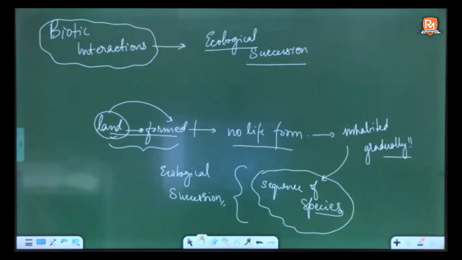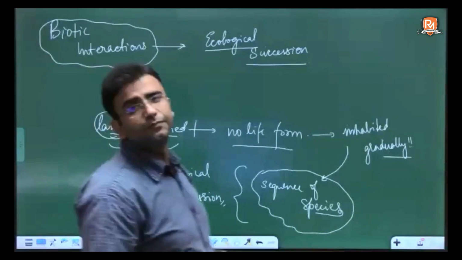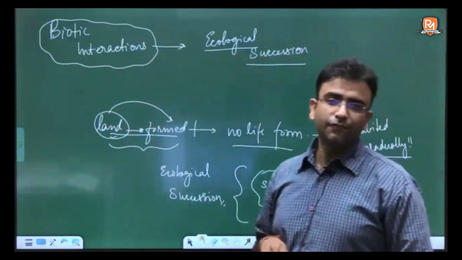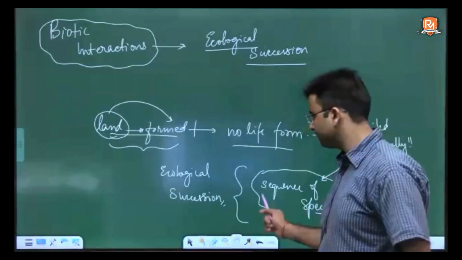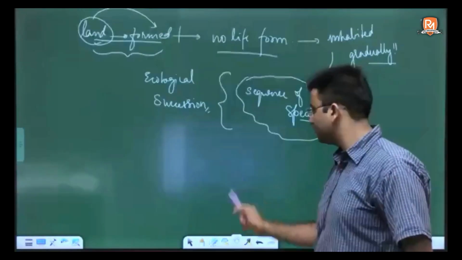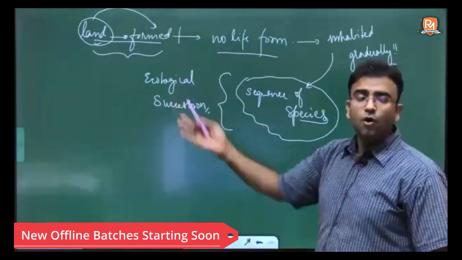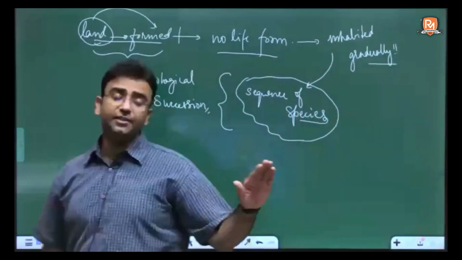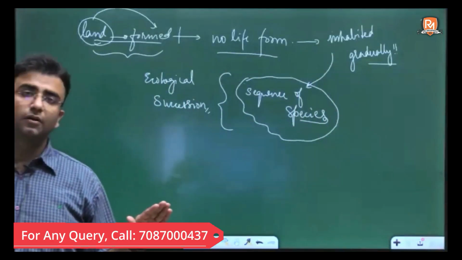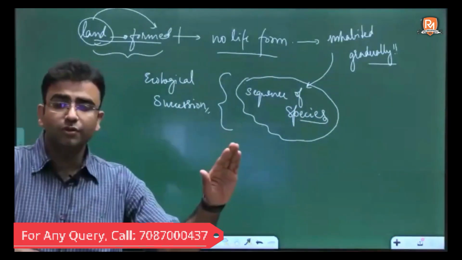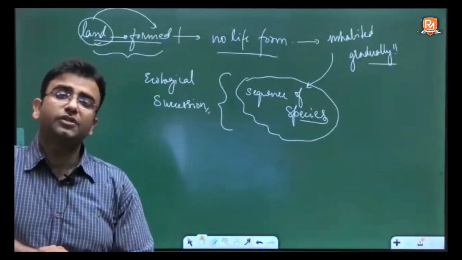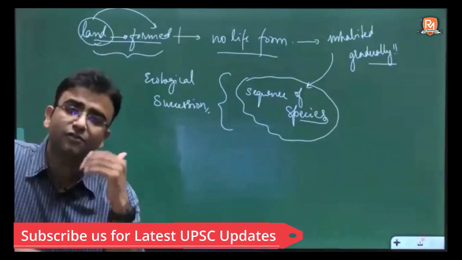So ecological succession is nothing but a series of different species replacing one another in a sequence. Ecological succession happens when a land is created, or a land on which complete life form has been removed, and a new sequence of things begins. That is known as ecological succession.